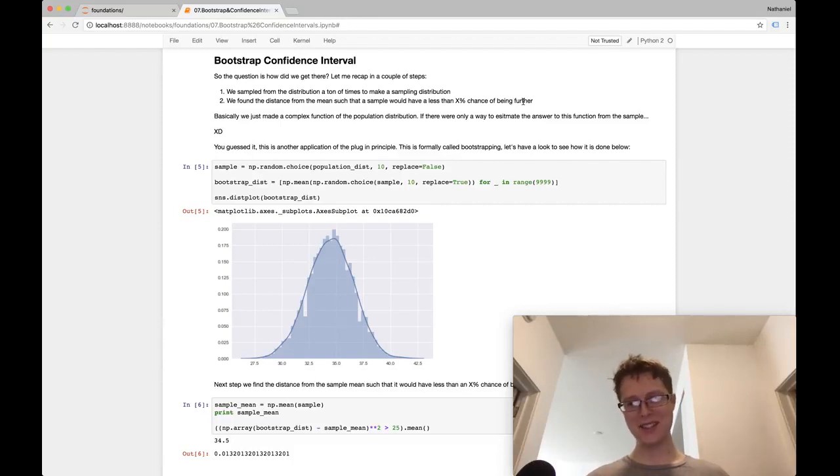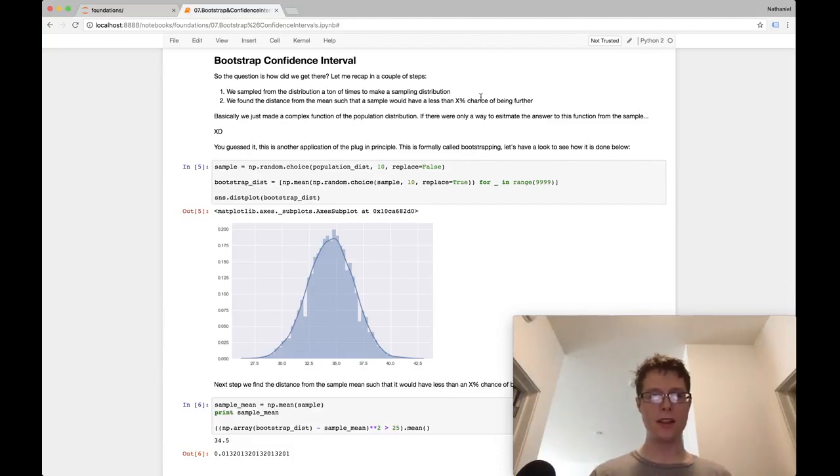Oh, this is what I love. You of course use the plug-in principle. This is just magical. The great part about the plug-in principle is it not only gives you the estimate, it is also used to estimate how good the plug-in principle is. That's a nifty tool. So you guessed it, we use the plug-in principle.